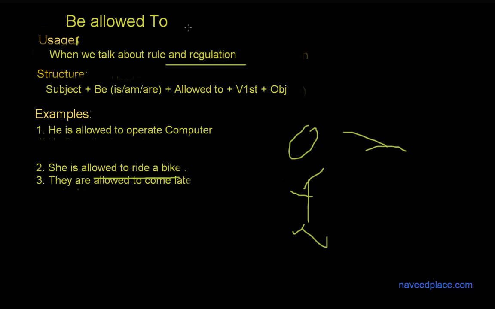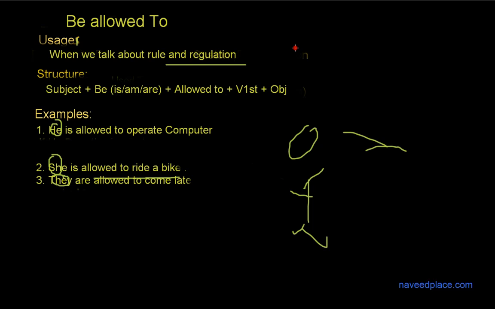Now it's time to see the structure of be allowed to. First is subject. Subject means doer. Here we have he, here we have she, here we have they. So definitely these are subjects. Then we have be. In the be what we have? We have is, am, are.